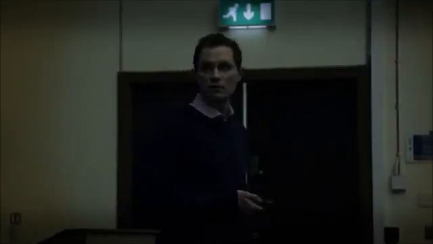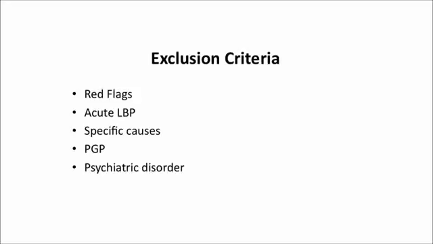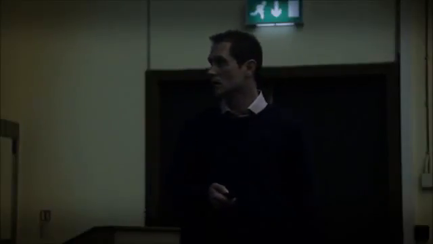Well, basically, we included every patient that we saw with low back pain with somatic referral, everybody over the age of 16. They had to have an Oswestry Disability Index of more than 14% and a pain score of more than 2 on the VAS. So it's quite a wide inclusion criteria. We excluded people for obvious reasons with red flags, people in the acute phase, so pain less than 3 months, anybody with specific causes, stenosis, spondylolisthesis, and so on, any patients with pelvic girdle disorders, and anybody with pathological psychiatric problems. So that left us with 61 people to include with non-specific low back disorders.